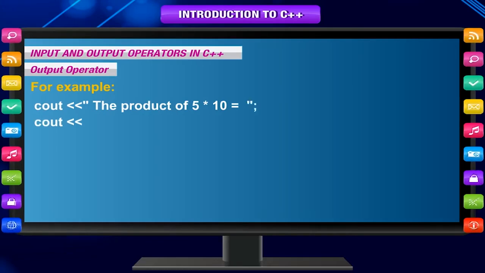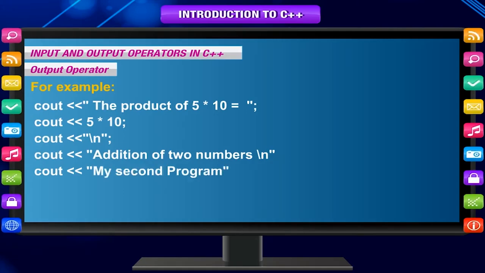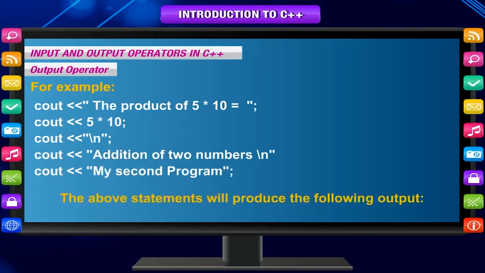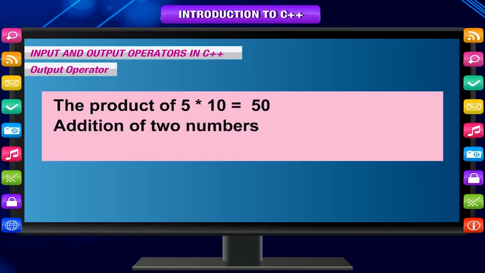cout << 5*10; cout << "\n"; cout << "Addition of two numbers\n"; cout << "My second program"; The above statements will produce the following output. The product of 5 * 10 is equal to 50. Addition of two numbers. My second program.